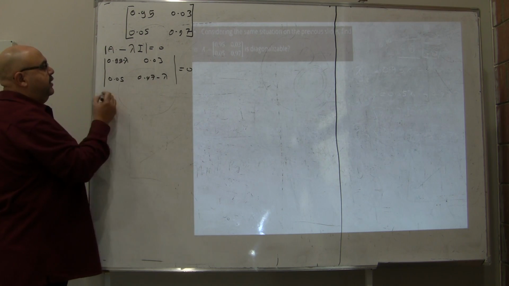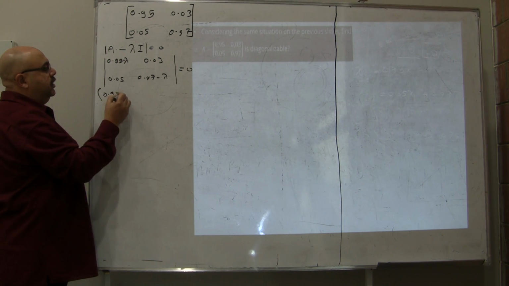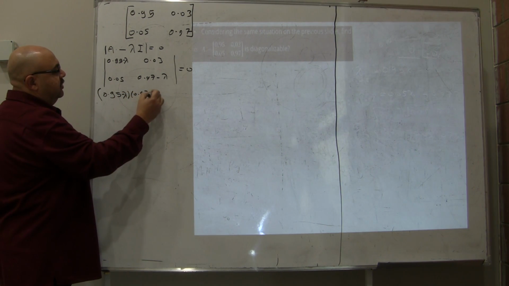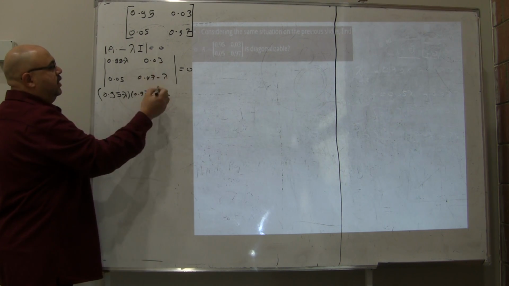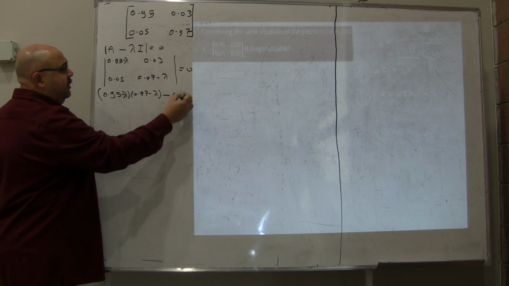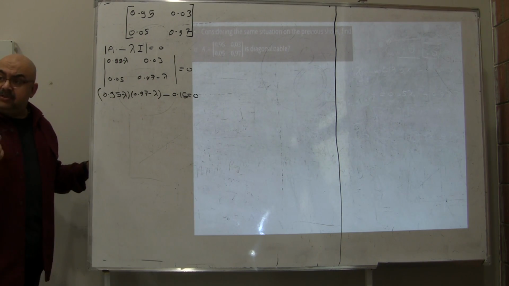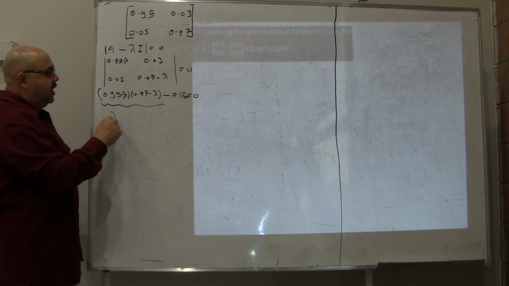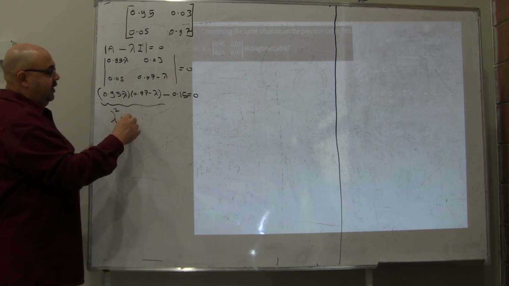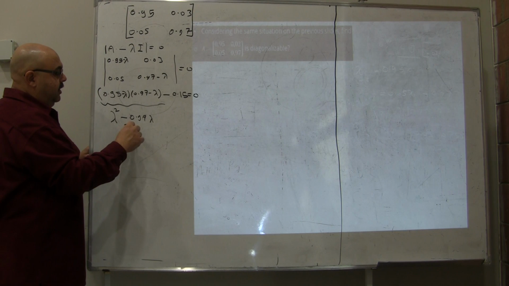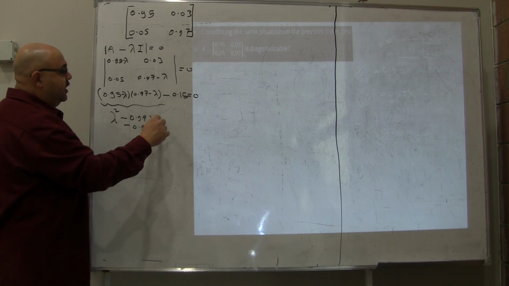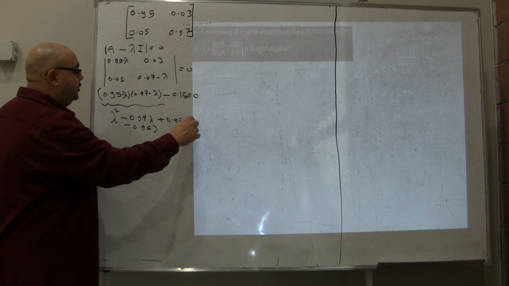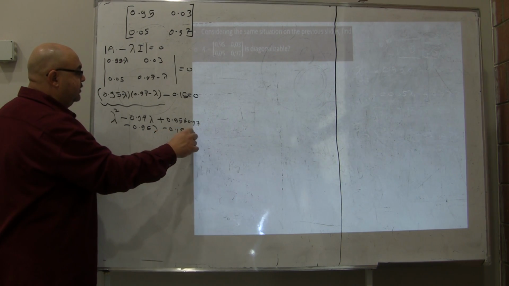I will multiply the elements of the principal diagonal, which is going to come up to (0.95 minus lambda) times (0.97 minus lambda), then minus multiplying 0.03 by 0.05, which is going to come up to 0.15. Then I will expand this quadratic equation, which is going to come up to lambda squared, minus 0.97 lambda, minus 0.95 lambda, plus 0.95 times 0.97 minus 0.15 is equal to 0.